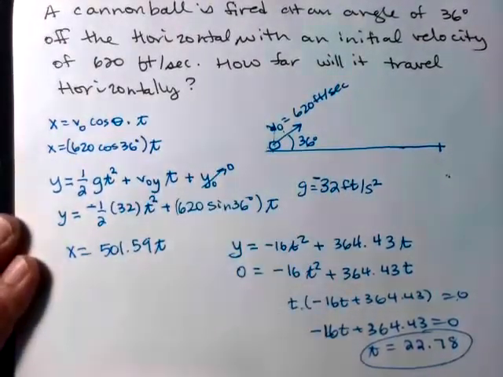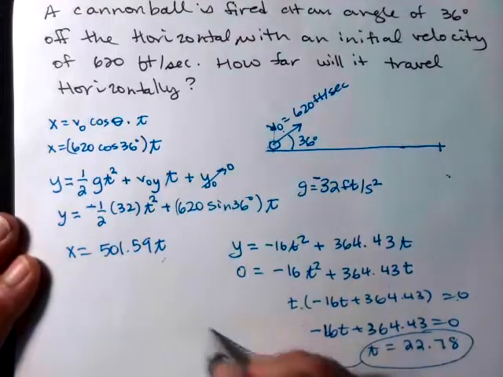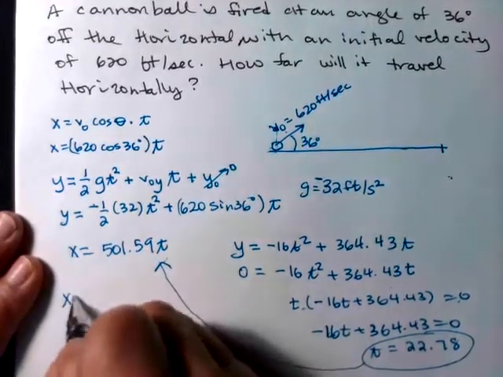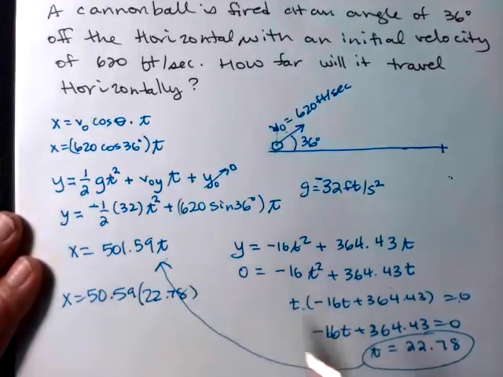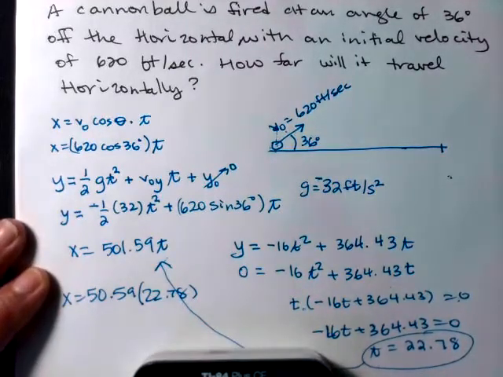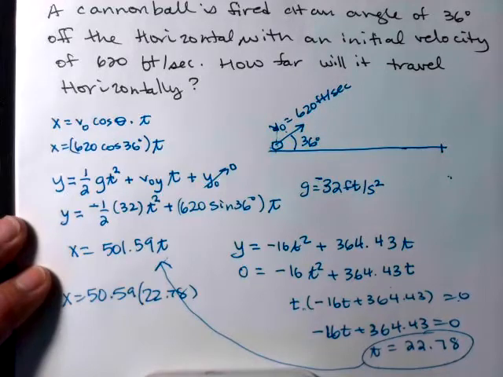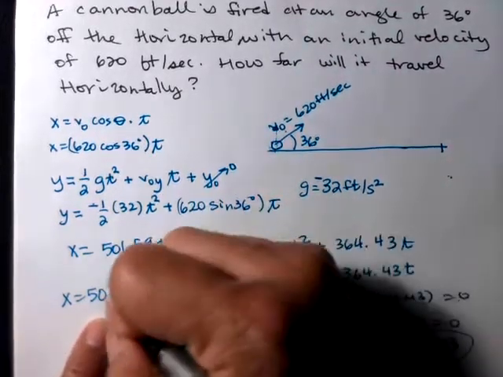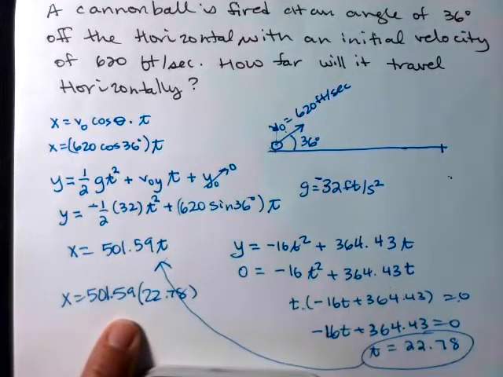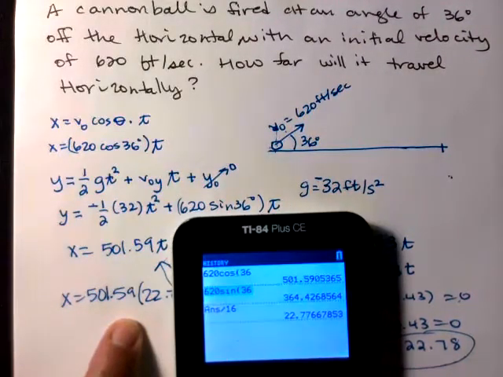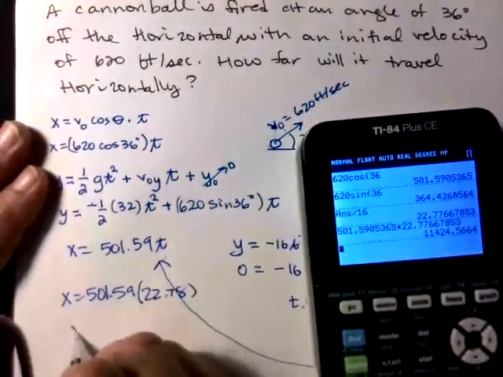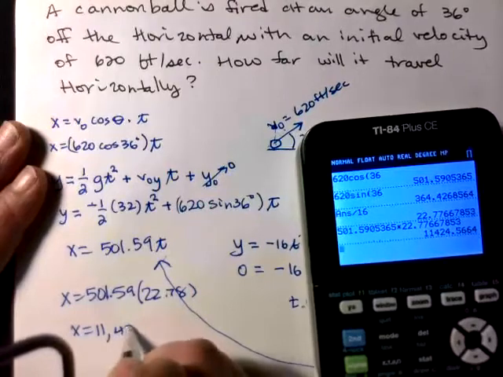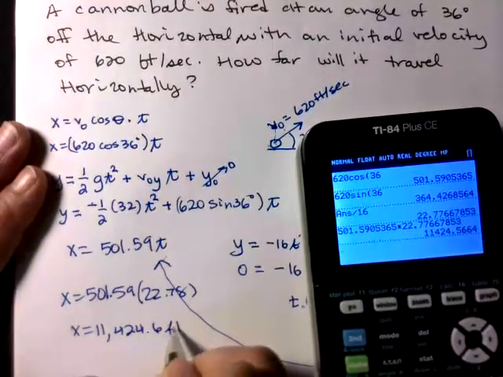So how far horizontally is it going to travel in that time? We're just going to grab that time and plug it into our x equation: 501.59 times 22.78. My calculator has all of those decimals in it somewhere, so I'm going to arrow up and grab the 501.59 with all of its decimals and multiply it by that last one with all of its decimals. So it's going to travel 11,424.6 feet.